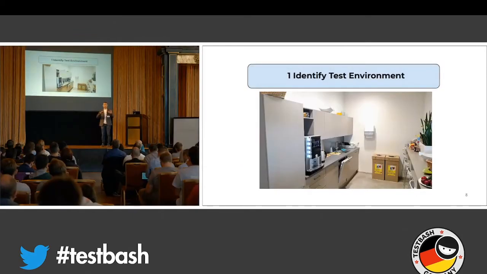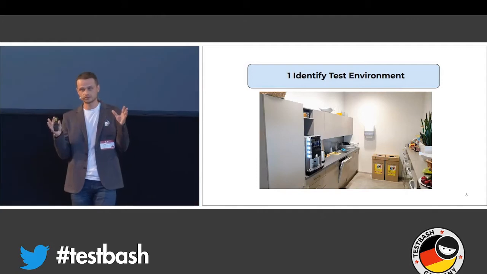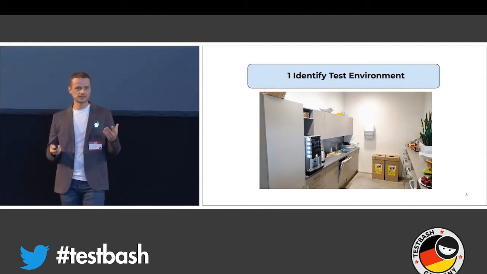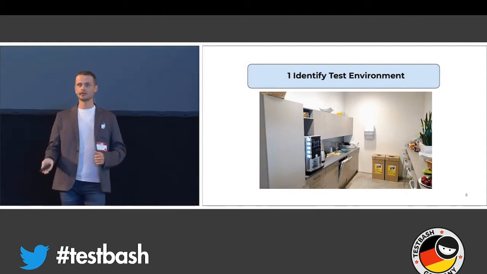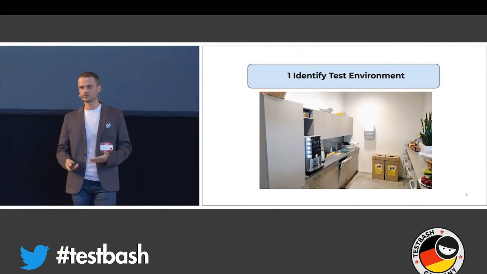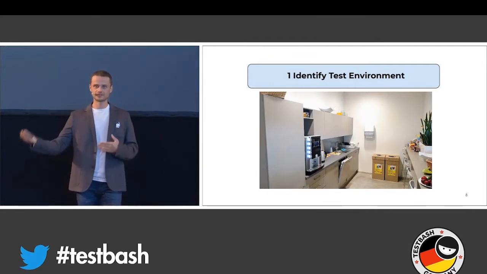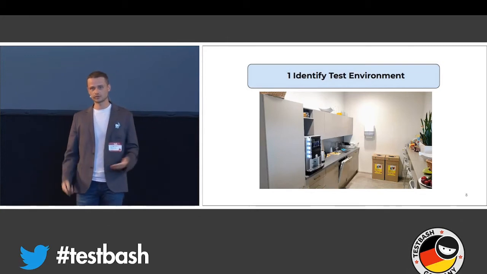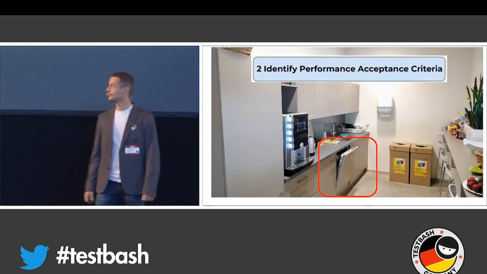So first activity, identify test environment. I want you to associate it with a kitchen itself. Why? Because, as I said, to test any kitchen, you need to have some test kitchen. And of course, you need to understand differences and similarities in case of hardware, software, and test data there.